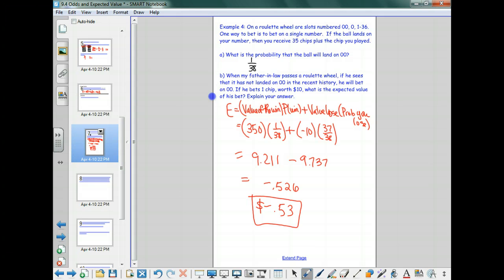So negative 53 cents. So if I go and I play the game, quote unquote, infinitely many times, on average, I will lose about 50 cents every time I play. Okay? Make sense? So is this a good deal? Is the game fair? How do you know the game's not fair? Should have got a 0 at the end if the game were fair.